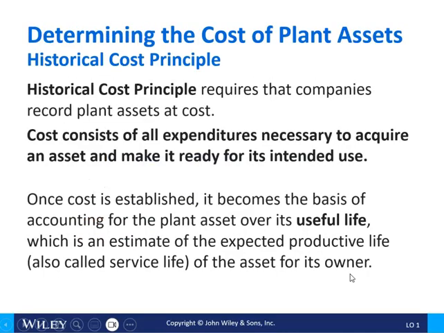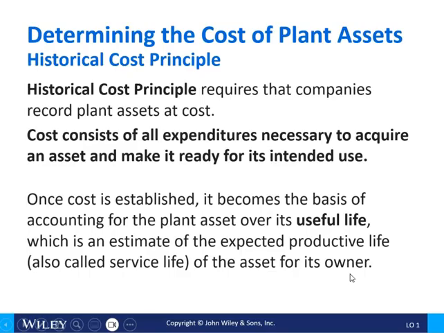The cost of plant assets. We're going to use the historical cost principle. So we require that companies record plant assets at cost. Cost consists of all expenditures necessary to acquire an asset and make it ready for its intended use. Okay, that's a key phrase there, make it ready for intended use. So this is going to include a lot of things that you may not think about when you're acquiring an asset, and we'll go through some examples.